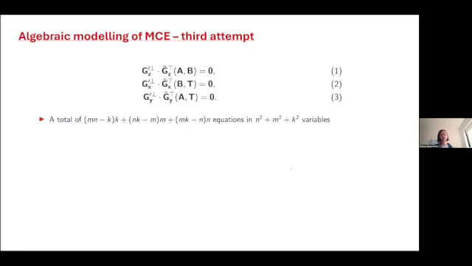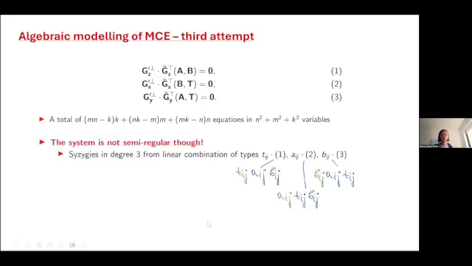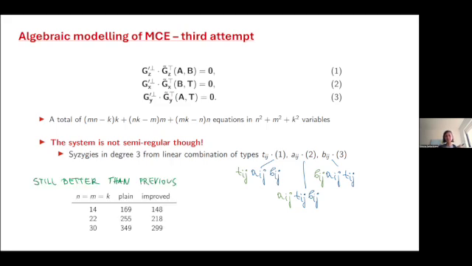And so now the tricky part is how to estimate this. Well, it turns out that the system that we get is not semi-regular, which means that there are syzygies that are not trivial. So this means that not all rows in our system, if you remember at the beginning of the talk, are independent apart from the trivial ones. So there are many more dependencies. So we need many more rows than we would in the regular system, but it is still better than the previous idea.